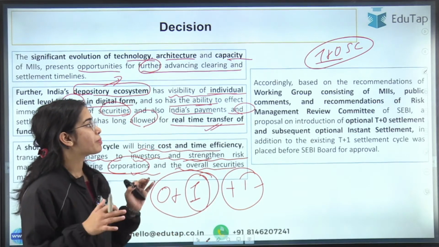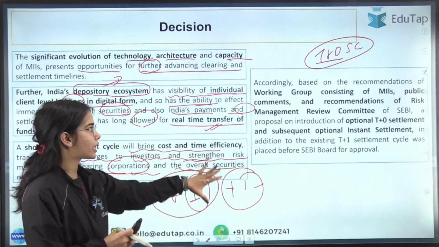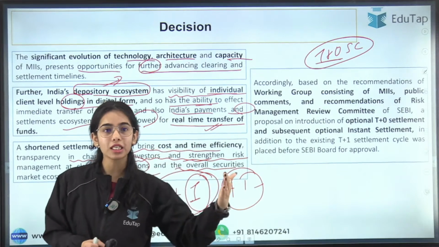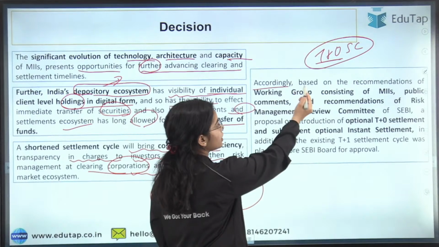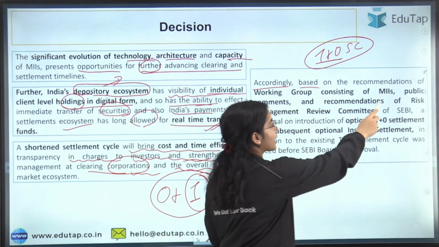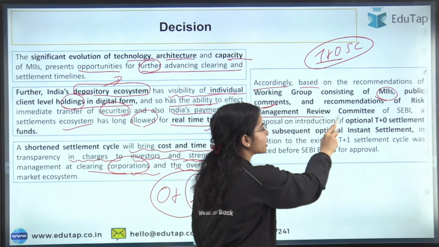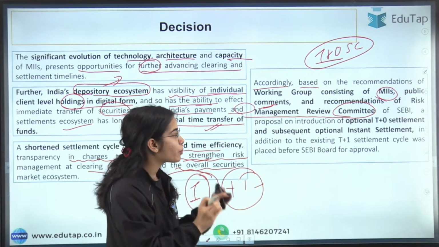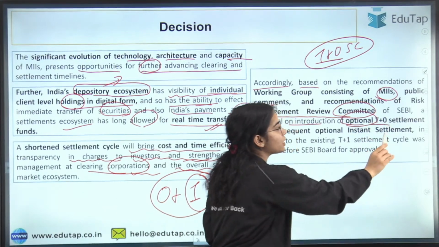Based on the recommendations provided by a working group, they understood that we have the technology and the capacity to bring in T+0. So that's why the working group was appointed. Based on the recommendation of the working group, consisting of the market infrastructure institutions, the public comments and the recommendations of the Risk Management Review Committee of SEBI, the Securities and Exchange Board of India, a proposal was given to the SEBI board on introduction of optional T+0 settlement.